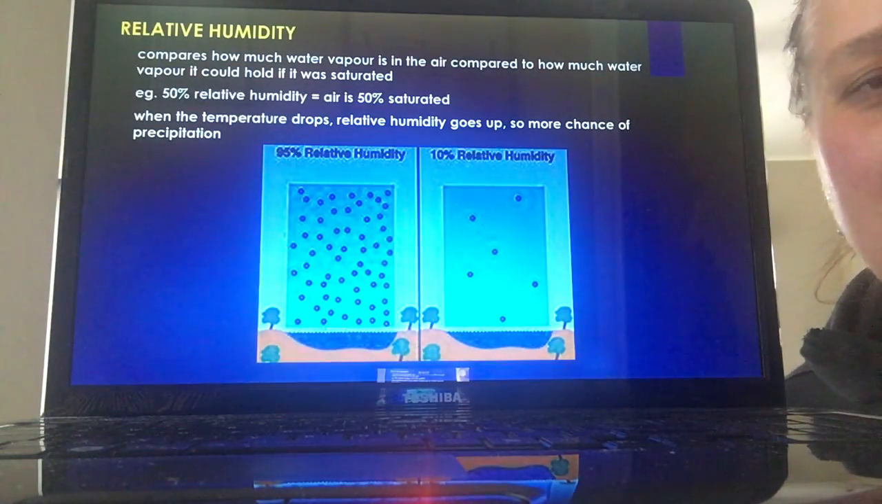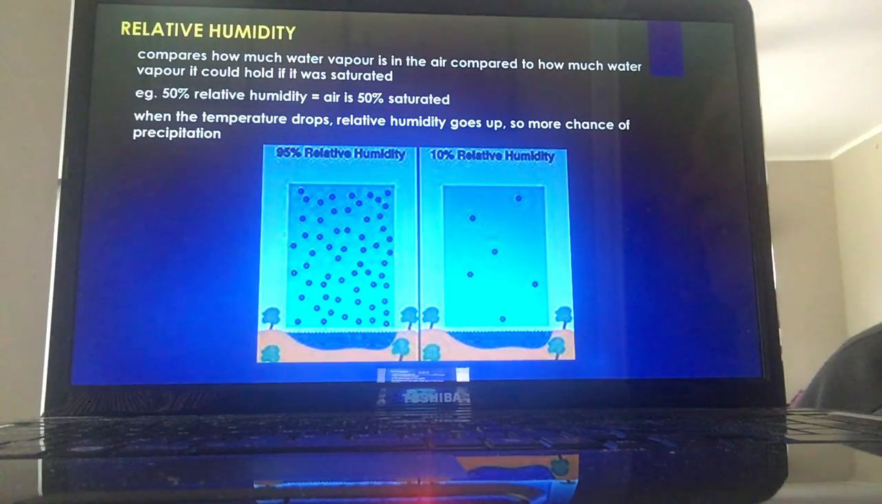So if we say something has 50% relative humidity, we say that it is 50% saturated. So when the temperature drops, the relative humidity goes up, so there's more of a chance of precipitation.